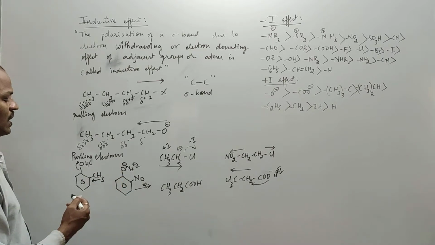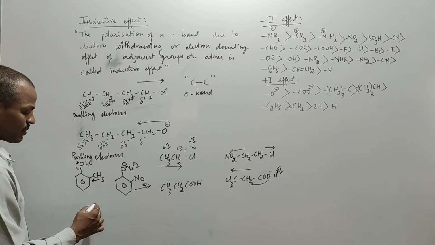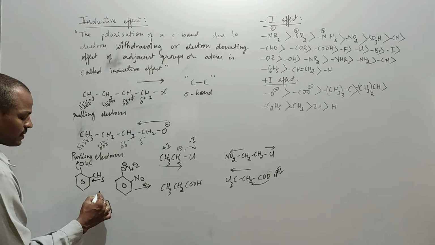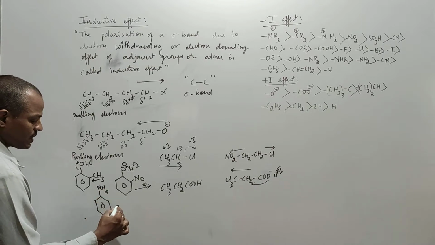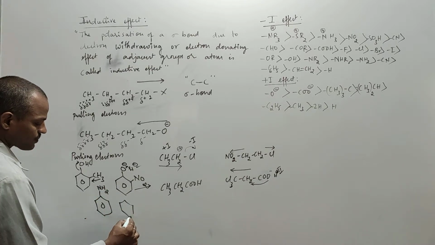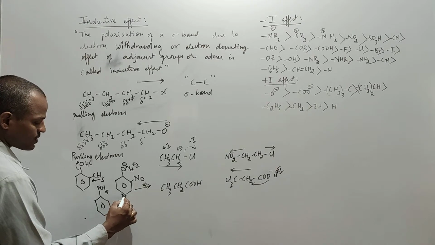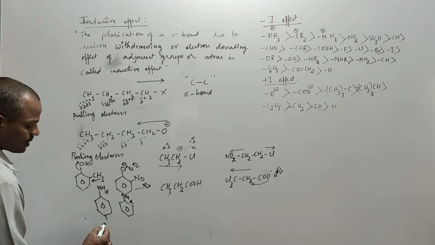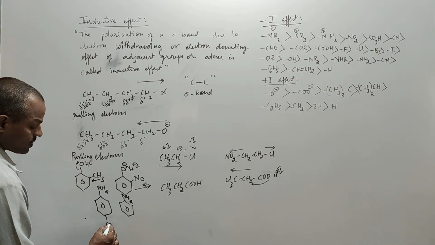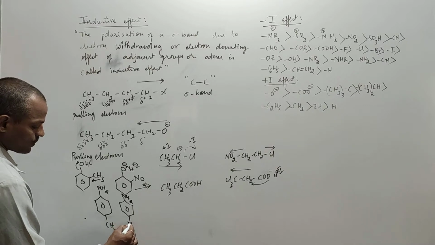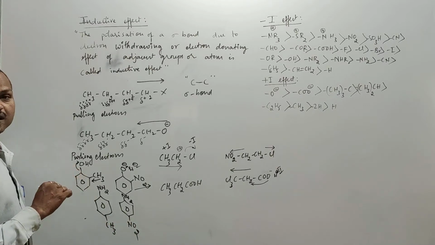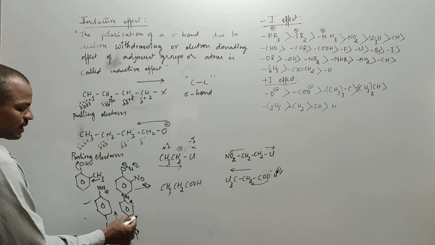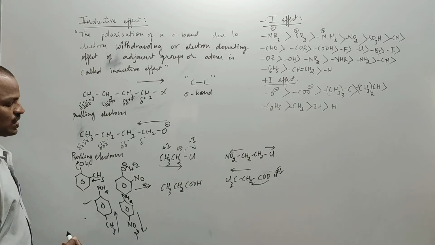Even if you see the basic character, for example NH2, if I take any compound with CH3 and NO2 here, which has the more basic character? It is the CH3 one, because CH3 is electron donating while nitro is electron pulling.